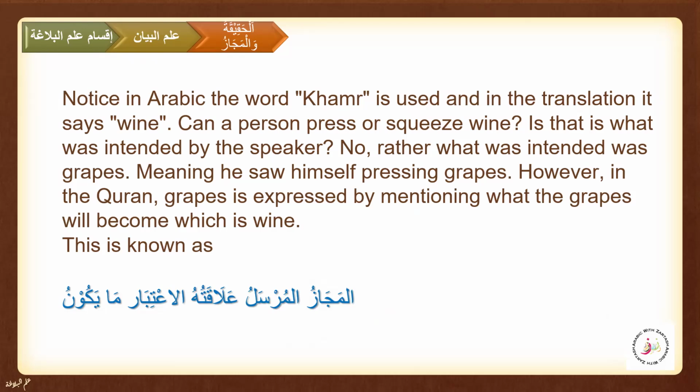The young man was actually pressing grapes, but he didn't say grapes. He said wine, because he was so certain about the future, so confident that the grapes he saw himself pressing would eventually become wine, that he described the action using the name of the final product. That's a deep way of thinking, describing something not by what it is, but by what it is destined to become. So this is Majaz Mursal, alaqatuhu i'tibar ma yakunu.